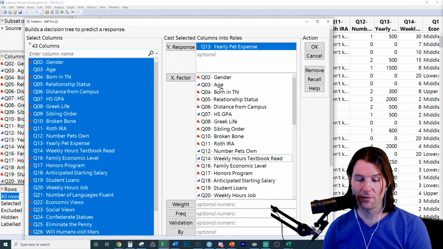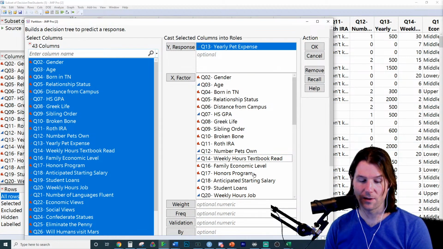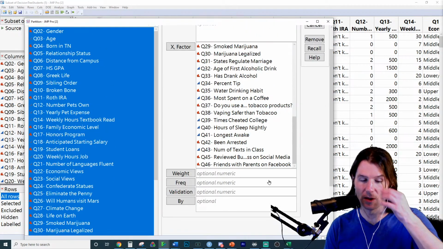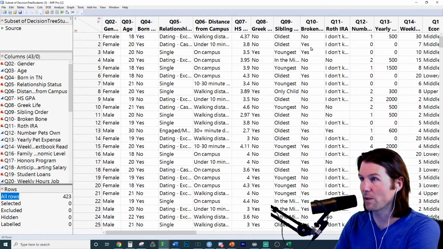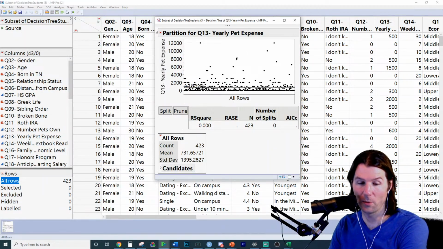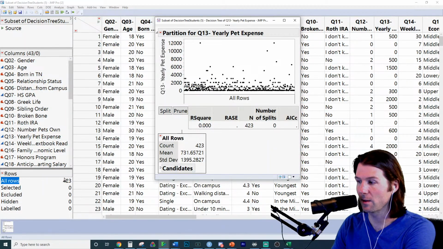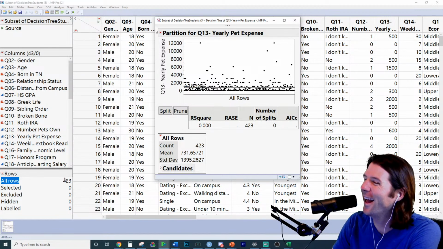Make sure you do not have your identifiers. We have removed the identifiers, which kind of gives you a hint for which ones you need to remove. So with this right here, we're going to get a decision tree. So here is our decision tree, and we're doing yearly pet expense. We have our random sample, all confirmed.